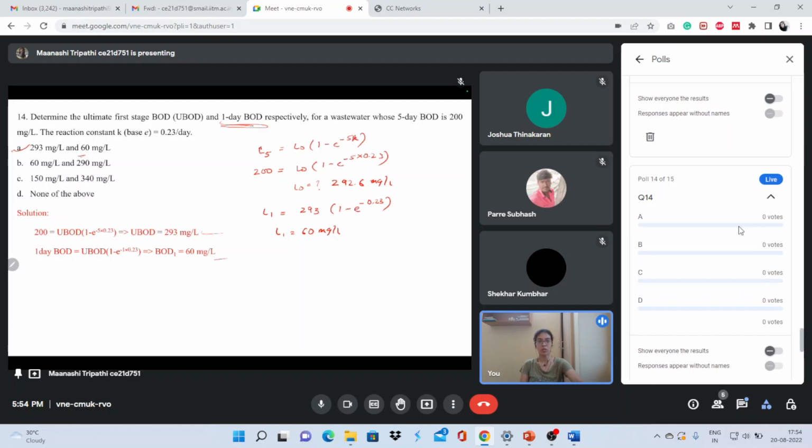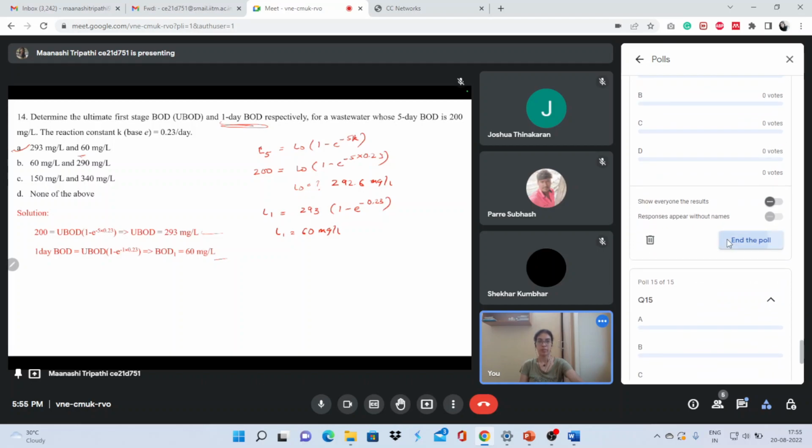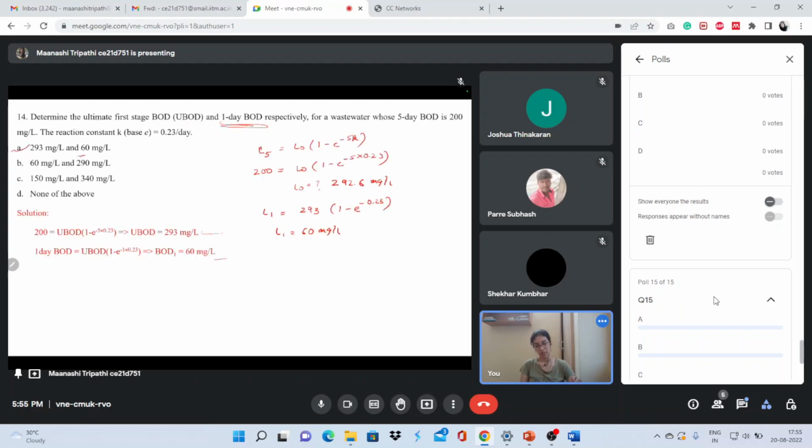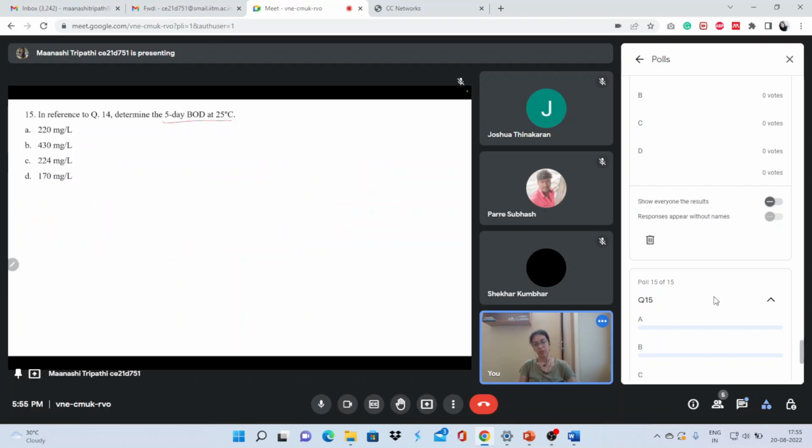You please try to solve it by yourself. Only then you will learn. We need to determine the 5-day BOD at 25 degrees Celsius of the same question. Here, since nothing is mentioned, the BOD is at 20 degrees Celsius. If nothing is mentioned, you can say that BOD is at 20 degrees Celsius. We need to determine it at 25 degrees Celsius.